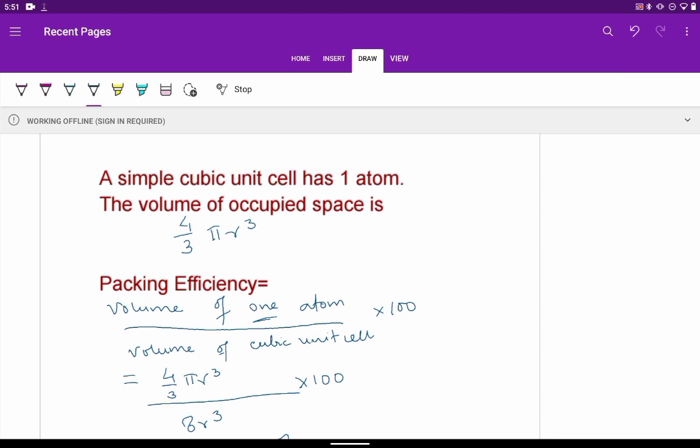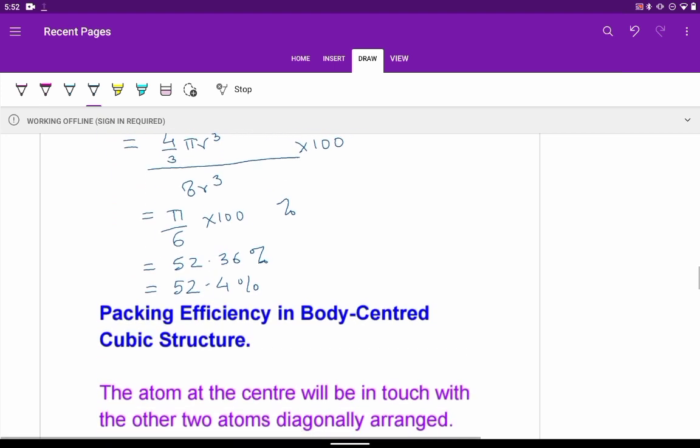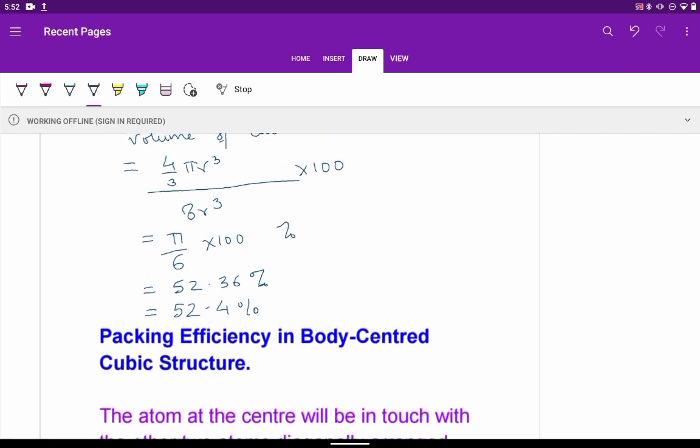For cubic unit cell, just now we have seen it is 8r cube, because a cube equals 2r whole cube, that is 8r cube into 100. When we solve this, we get pi by 6 into 100%. On further solving, we get it as 52.36%. We can round it to 52.4%. So this is the case for simple cubic lattice.